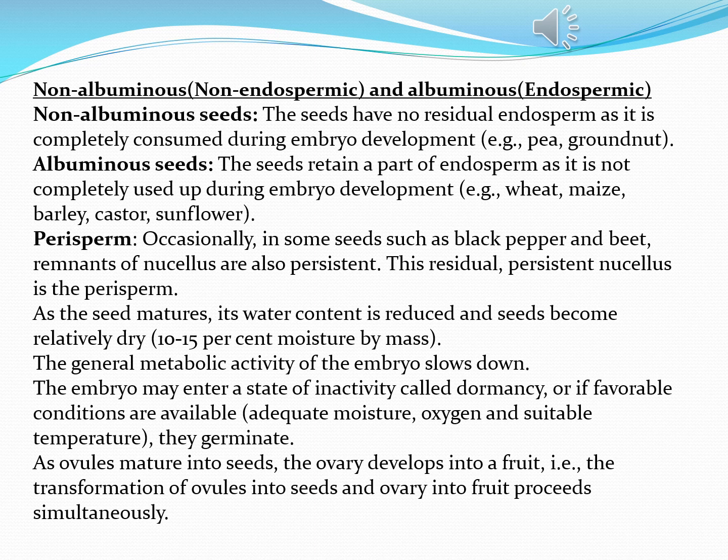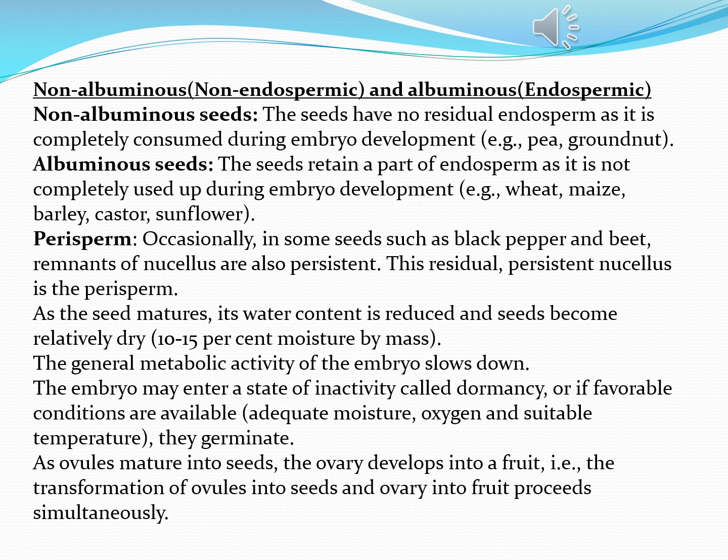Generally what happens here is the metabolic activity of the embryo slows down, and when the favorable condition comes, it will go for germination. The inactivity or resting period we call dormancy. When it gets favorable conditions, it germinates.